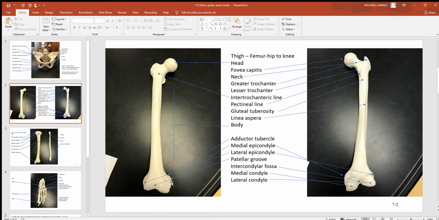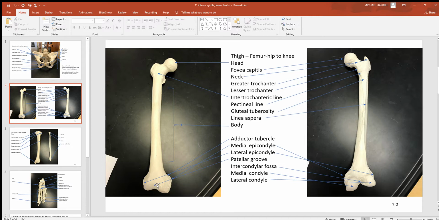And now we're down here close to the knee. We're down here just before you get to the knee, just a little bit more proximal to it. There's this adductor tubercle. And then you get to these epicondyles. Remember, these are going to be bumps. You reach down at your knee right there and feel those bumps on the outside of it. Well, there's going to be a medial and a lateral epicondyle.